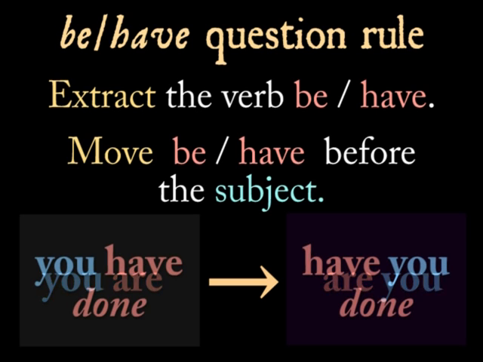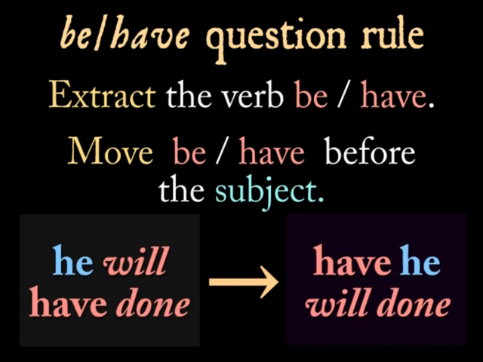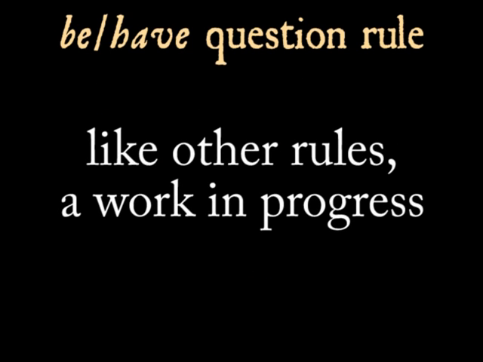This be, have question asking rule will work pretty well until we get to an example like, "he will have done the work on Friday." We'd expect, "will he have done the work on Friday?" But we get, "have he will done the work on Friday?" These rules are a work in progress then.